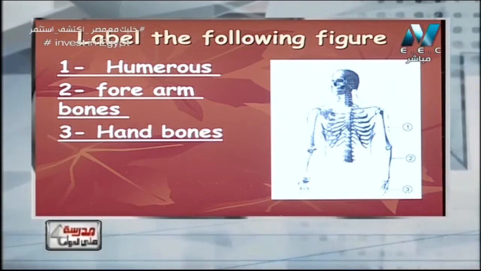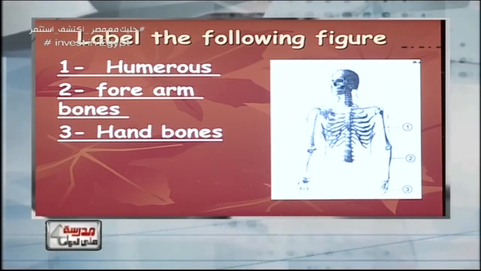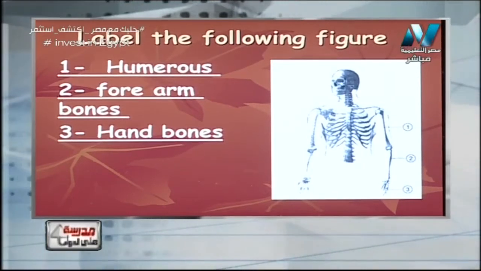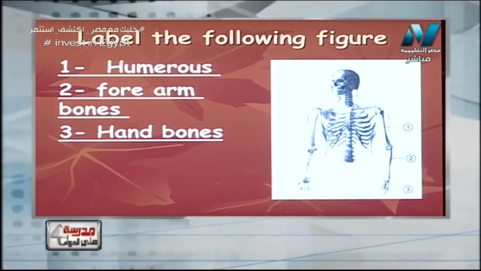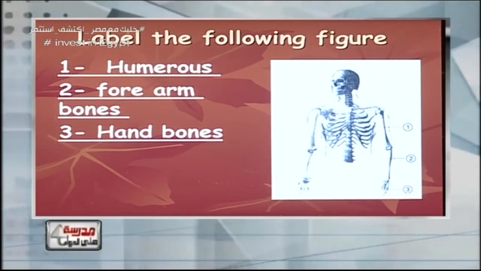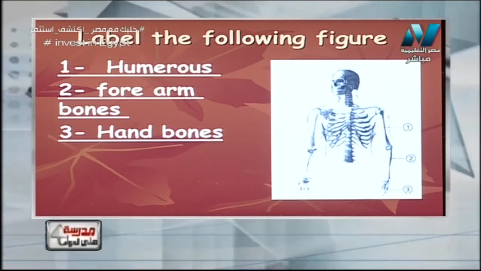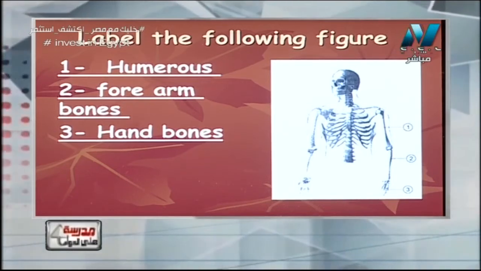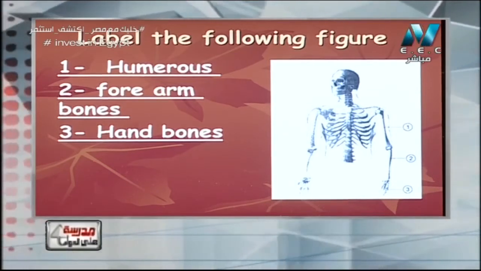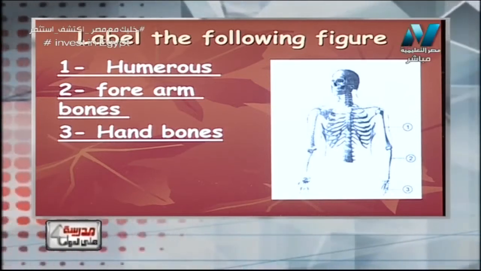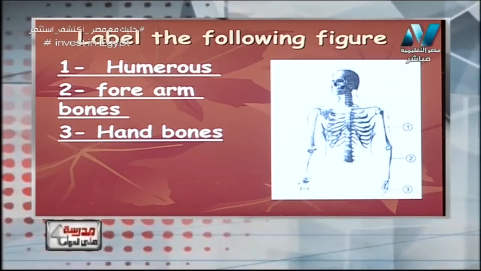Number three is the hand bones, the bones of the hand. So the upper limb consists of three main parts, which are the humerus, forearm bones and hand bones. And we know that the function of the upper limb is carrying things, writing, holding things and so on. Okay, so again, humerus, forearm bones and hand bones are the structure of the upper limb. Another question about label the following diagram again.